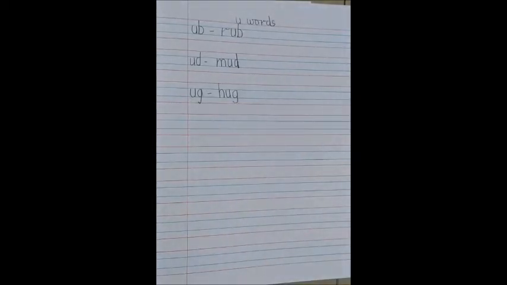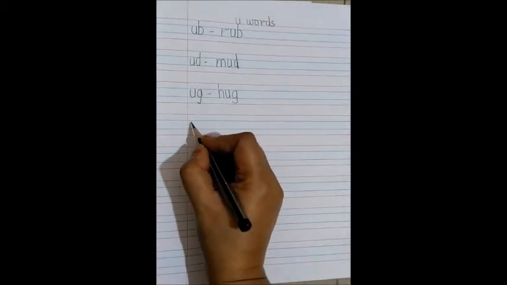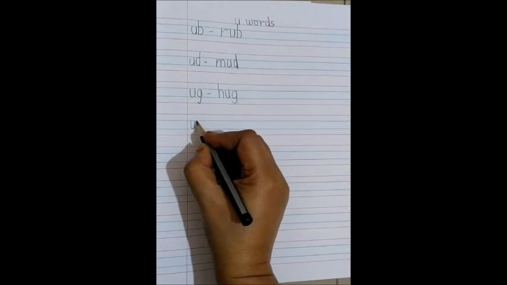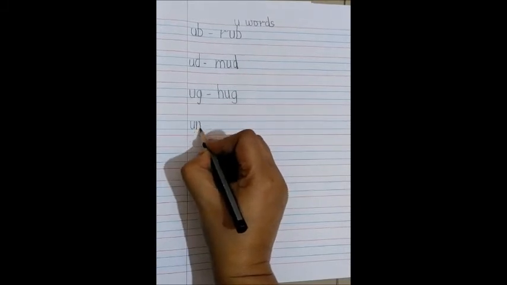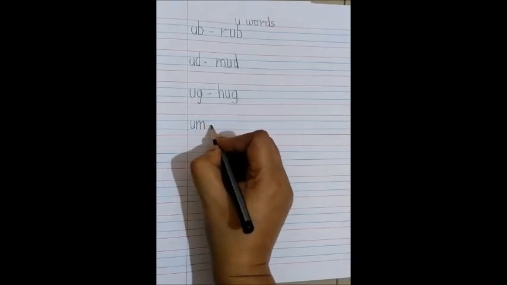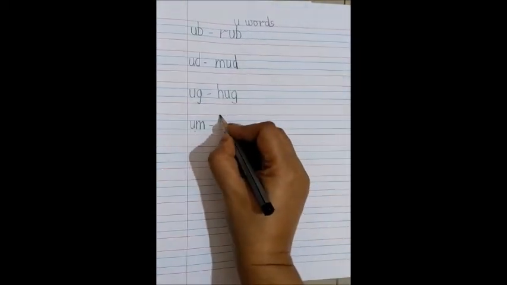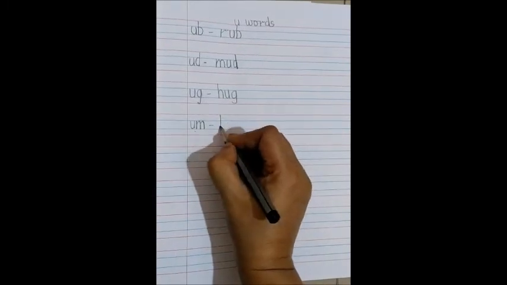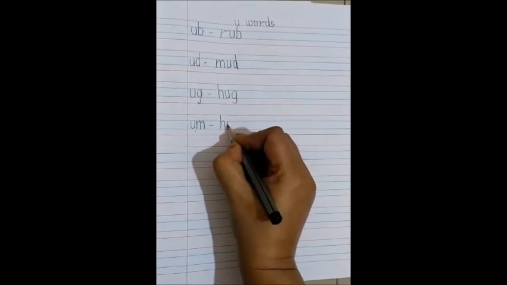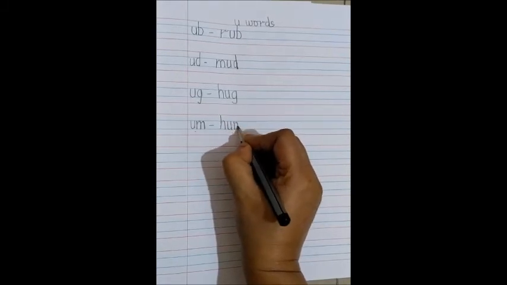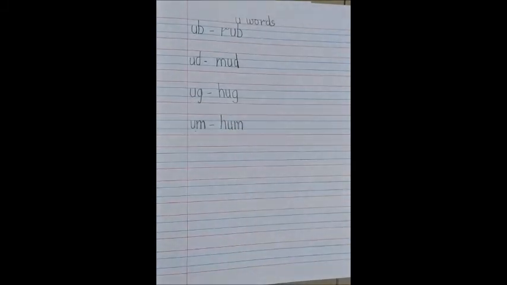Now the next one. After UG, we write UM. U and M is UM. U and then a M. UM. So the word can be HUM. H. U and a M. HUM. Moving on to the next one.